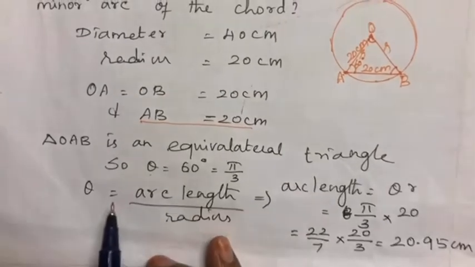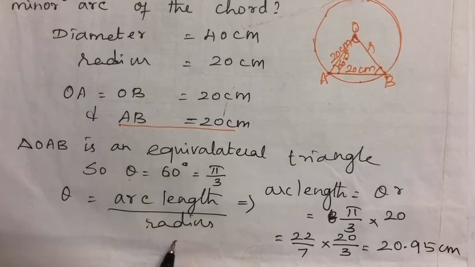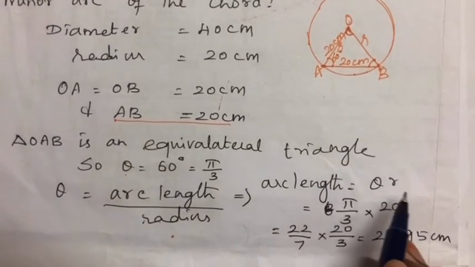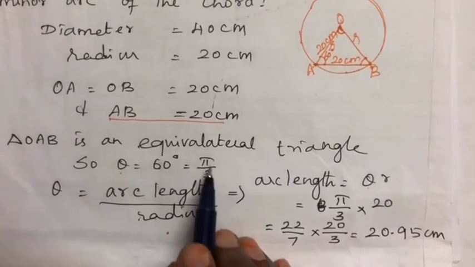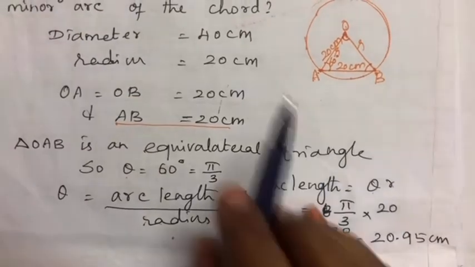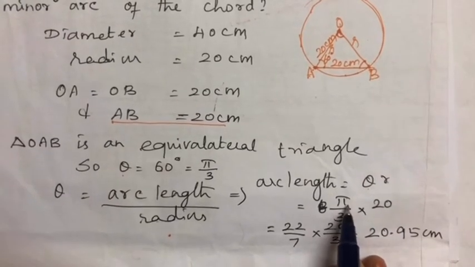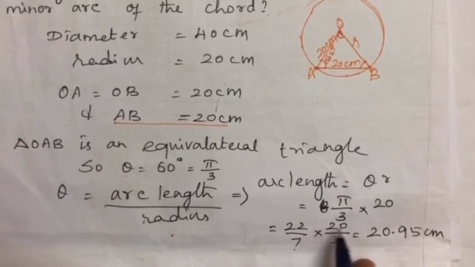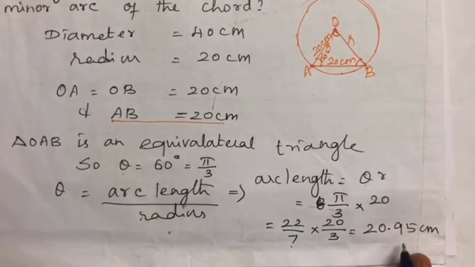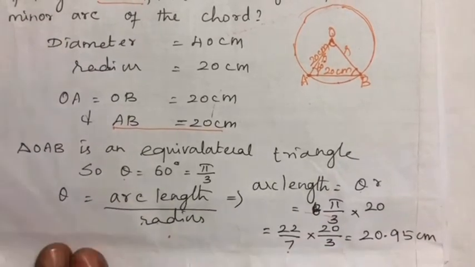The given formula is theta is equal to arc length divided by radius. So, arc length is equal to theta into radius, that is theta r. What is our theta? Theta is pi by 3. So, pi by 3 into r is radius. Radius is 20 centimeter. So, pi by 3 into 20. The value of pi is 22 by 7 into 20 divided by 3. While simplifying this, you get 20.95 centimeters. That is the length of the minor arc.